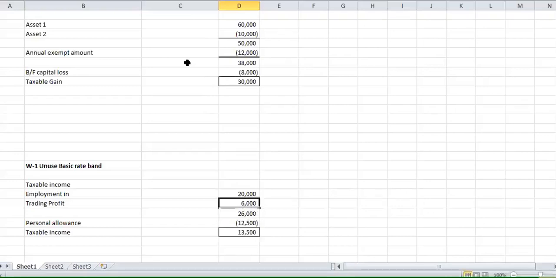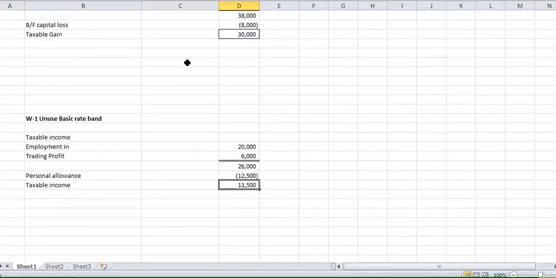Let's make it 6,000. So employment income is £20,000. Trading profit is £6,000. Total income is £26,000. Personal allowance, this is a fixed relaxation in the income tax. We have deducted fixed relaxation of £12,500. Now we have taxable income of £13,500.